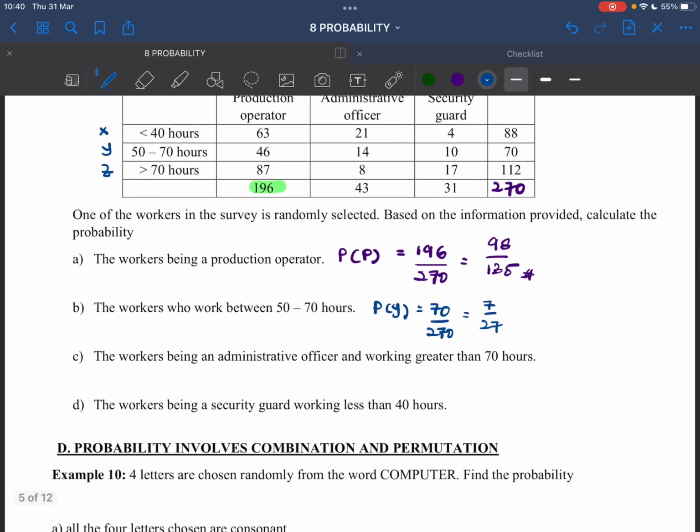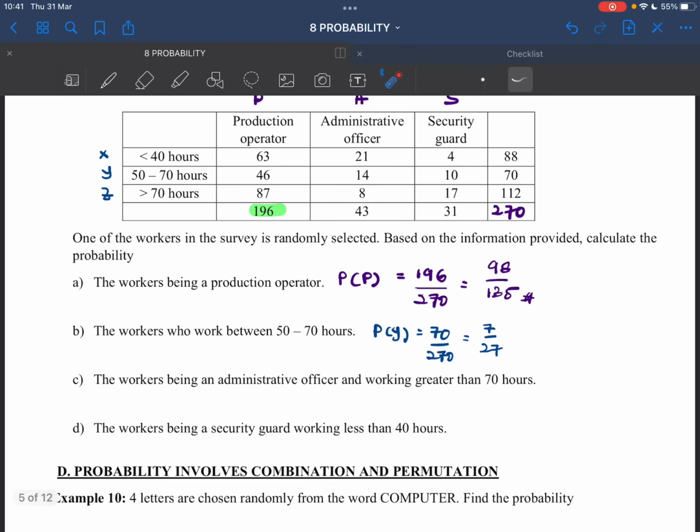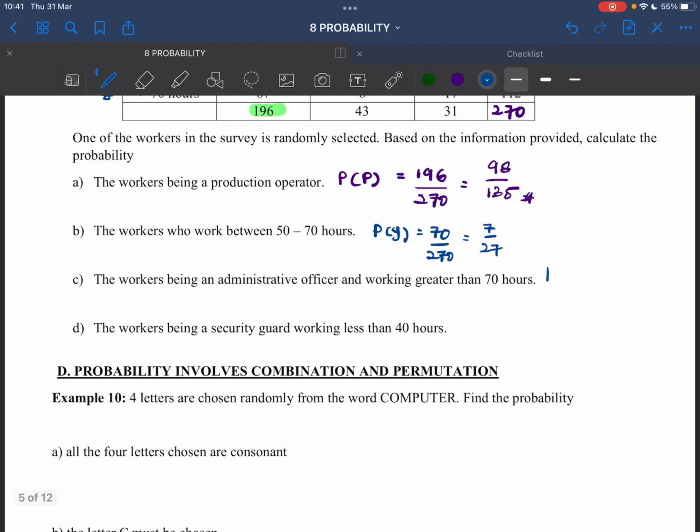Next one, C. The workers being an admin officer and working greater than 70 hours. So there is an intersection there. Admin officer, just circle this. And working greater than 70 hours, this circle here. Which one is the intersection, as you can see? We have 8. So that is the intersection. So here we want P(A intersect Z), which is 8 over 270. We have 4 over 135.